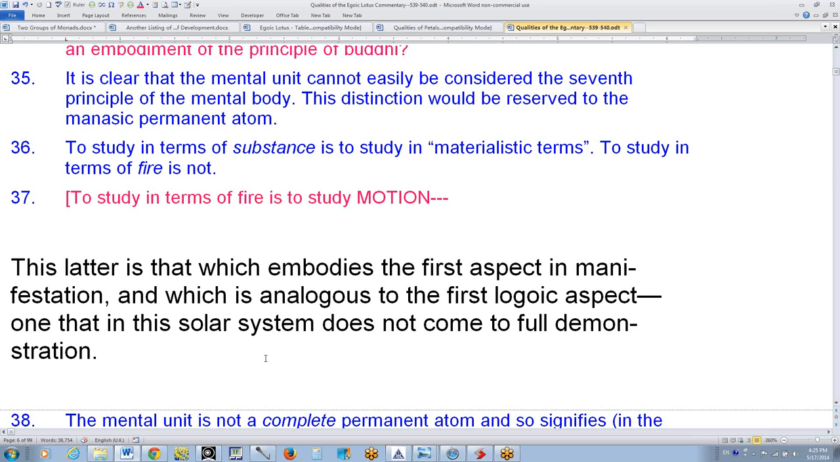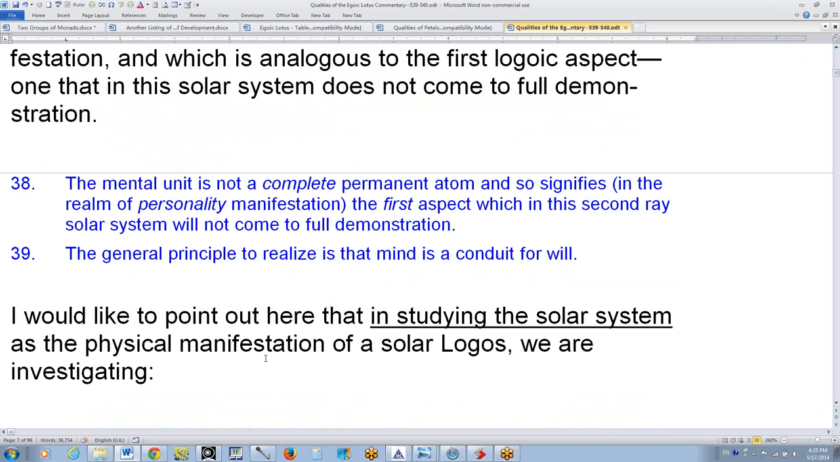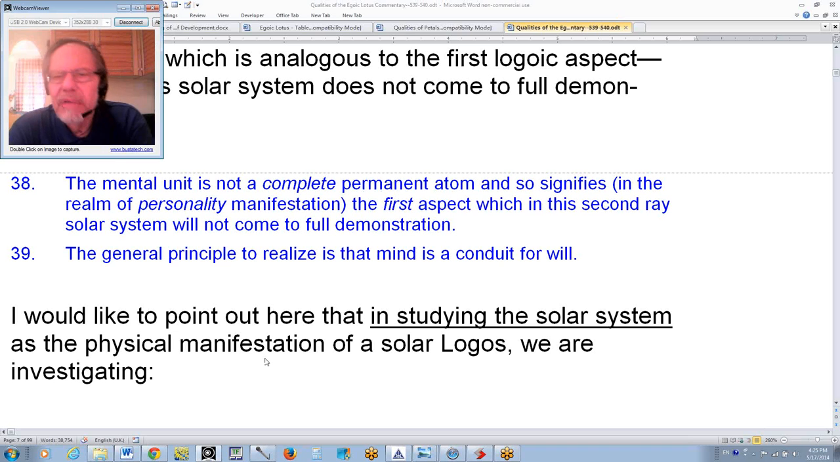The mental unit is not the complete permanent atom, and so signifies in the realm of personality manifestation the first aspect. It's the highest of the 3, which in this second ray solar system will not come into manifestation. And here, the general idea is that the mind is the conduit for the will. When we look at the spiritual triad, it's obviously Atma, the atomic permanent atom, which is the conduit of the first aspect, Buddhic permanent atom, second aspect, monadic permanent atom, third aspect.